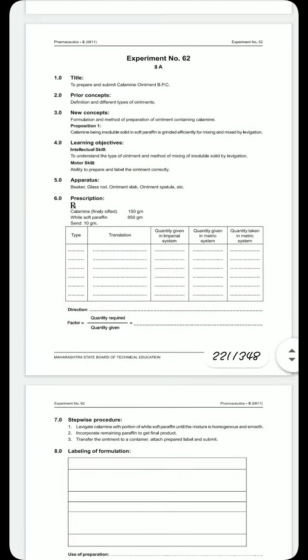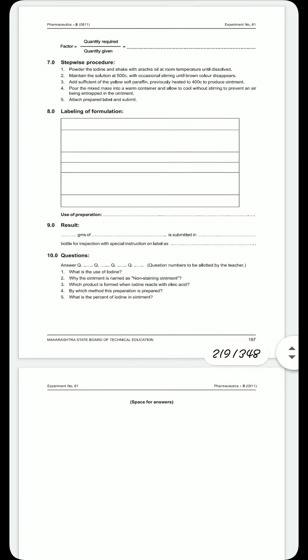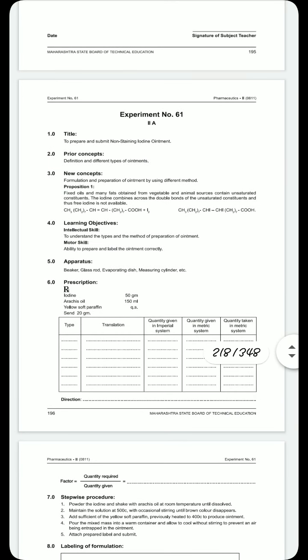Okay, here we have completed 2 experiments. If you have any query, you can ask me.